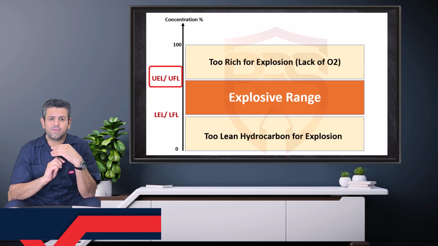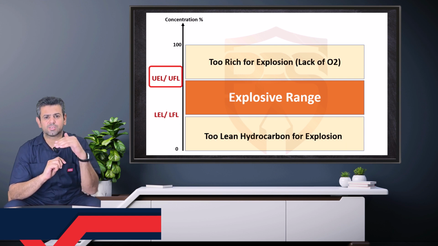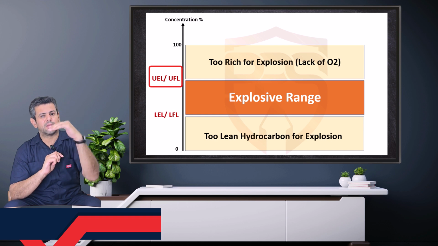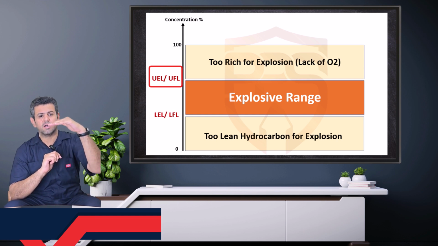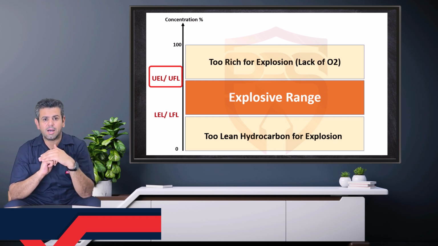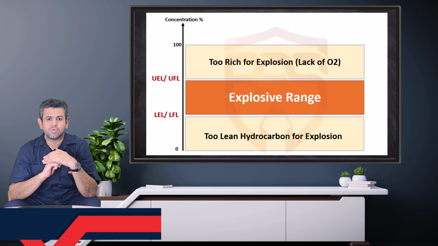UEL and UFL. It means the highest gas concentration that can make a fire or explosion. Above this, the gas is too rich. We have too much fuel and we don't have enough oxygen for fire or explosion.